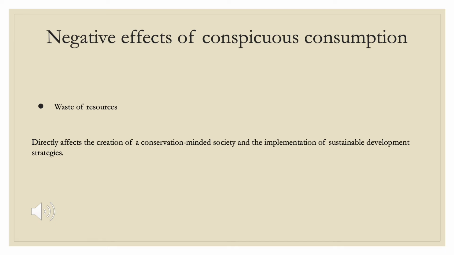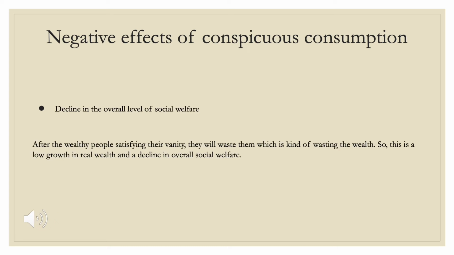of sustainable development strategy. The third negative effect is conspicuous consumption leading to a decline in the overall level of social welfare. Because the utility of social wealth is not well used, conspicuous consumption not only makes a huge cost of production of luxury goods, but also the consumer turns luxury goods into waste after the purchase. The people who have money do not cherish the goods, and those people who need them have no money to buy. The rich people buy luxury goods just for their vanity. After satisfying their vanity, they will waste them, which is a kind of wasting wealth. So there is low growth in real wealth and a decline in overall social welfare.